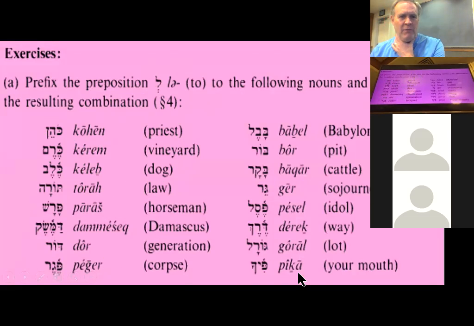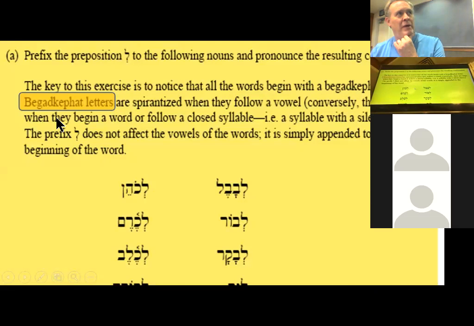And then after I got thinking, wait a minute, these are all begad kefat letters, which are those 6 letters that, when they have a dot in the middle, change the pronunciation. So the B with a dot is like a B, but without a dot, it's like a V. So like the word Babel, instead of two B's, it's Bavel in Hebrew. So the first is like a B and the second a V. If you put a la in front, then they're both like V's.